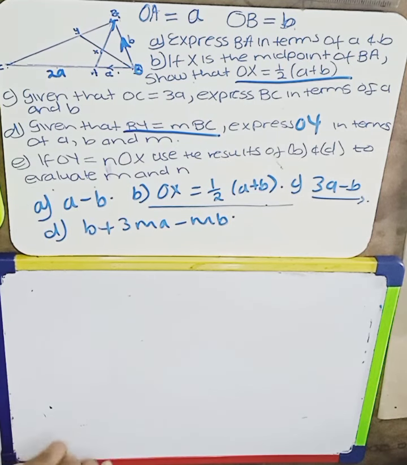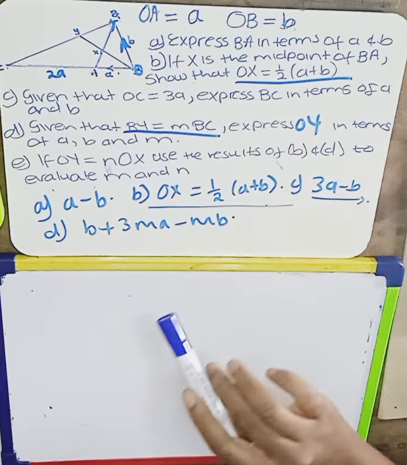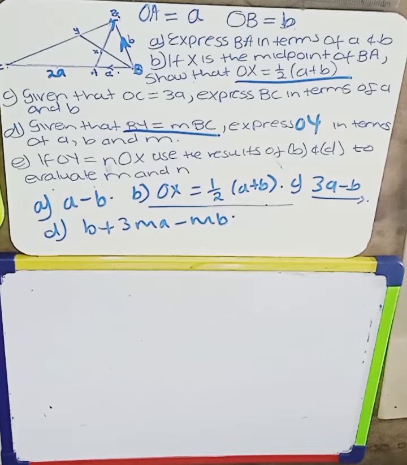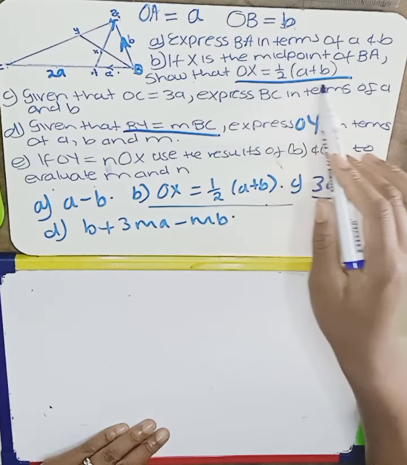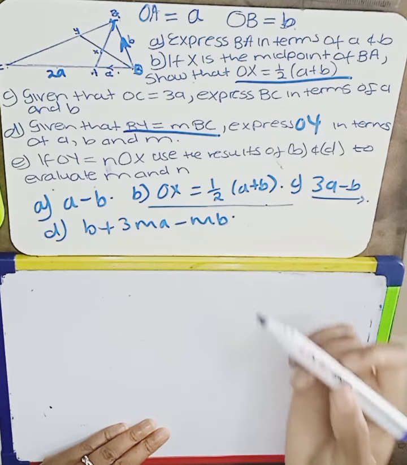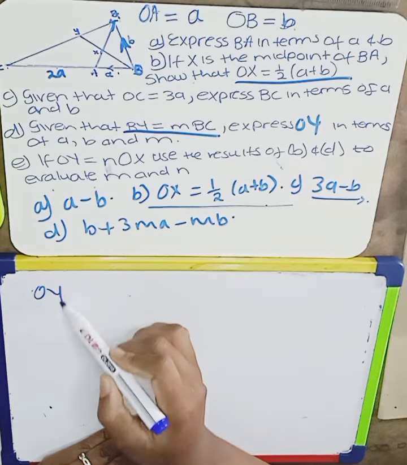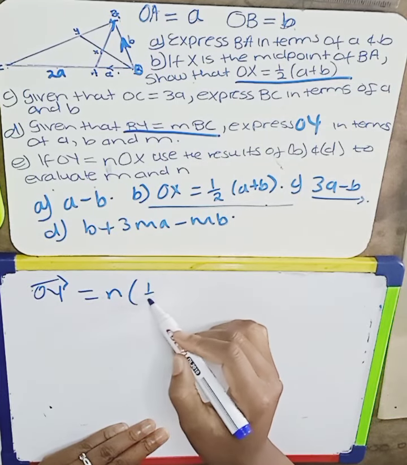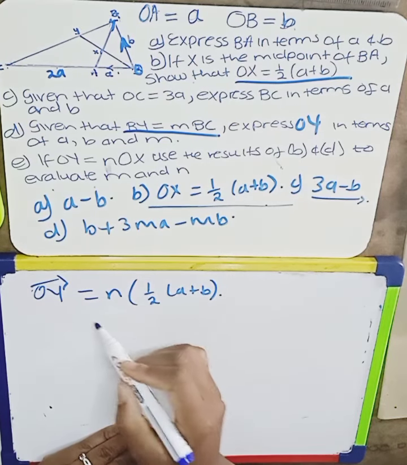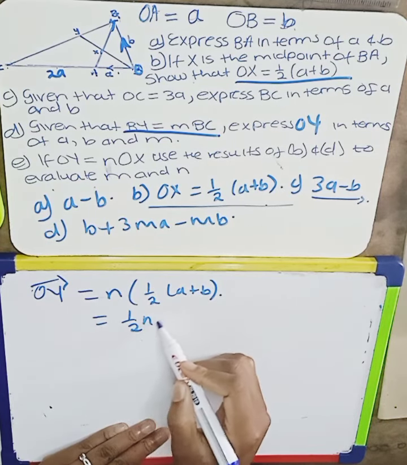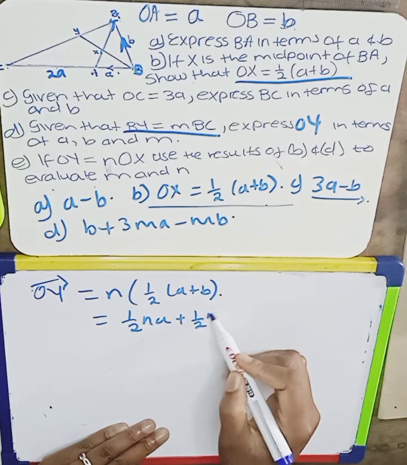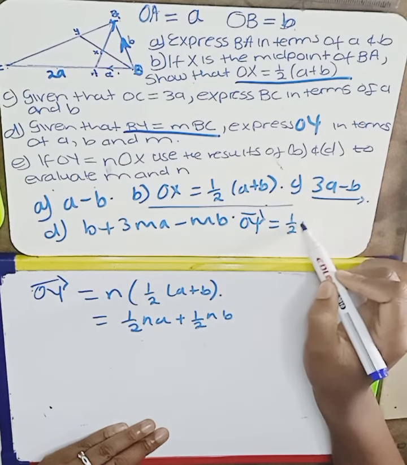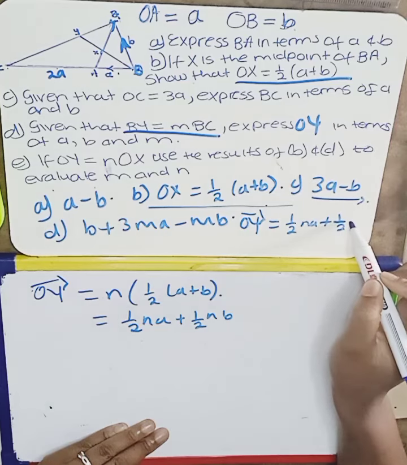We are told, if OY is equal to NOX, use the results of B and D to evaluate your M and N. Results in B, they told us that OX is half of A plus B. But now we are saying OY is equal to N times our OX. So it's N multiplying our half of A plus B, right? Which will give us half NA plus half NB. Let me just put it here. Our OY now is equal to half NA plus half NB.